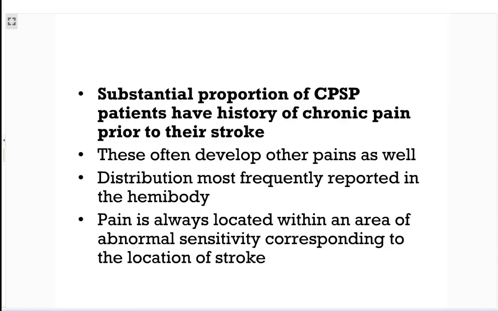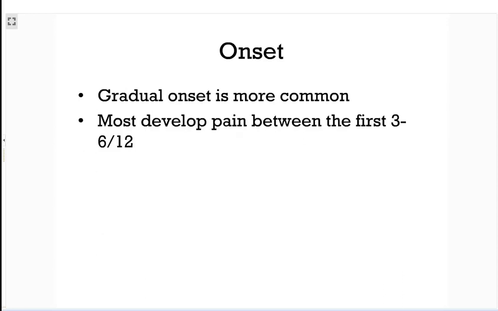Remembering again that a significant number of people, prior to having a stroke, will have a history of chronic pain. So in some ways their system's almost primed. And they will often go on to develop other pains as well, as discussed in the CLIT study. The distribution is again most frequently reported in the hemi body, and I cannot stress enough, it's always located within that area of abnormal sensitivity.